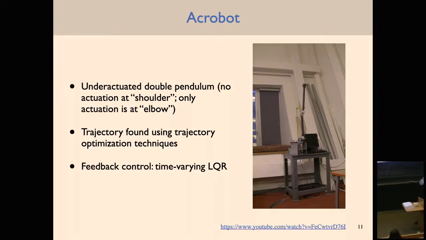This trajectory was found using motion planning or trajectory optimization techniques. A nominal trajectory goes from the downward configuration to the upward configuration. If you just apply that, this is a chaotic system that's going to wildly not follow the trajectory you specified. So we used exactly the technique that I described, time-varying LQR, to make the system follow the desired trajectory.